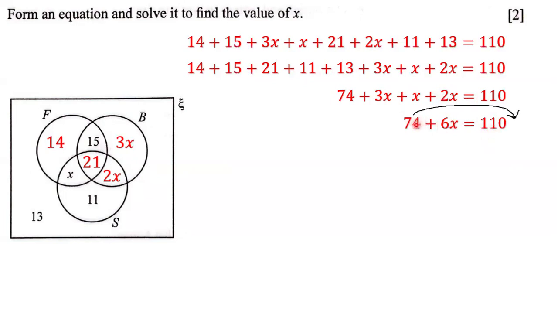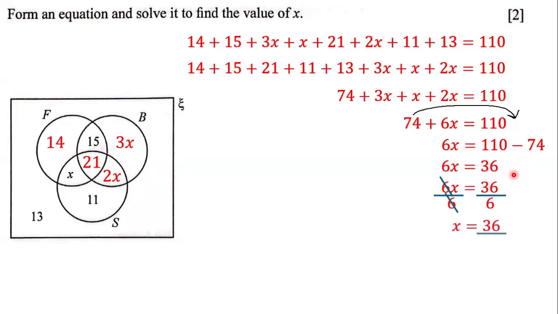Next, we take 74 and we send it over the equal sign. It was positive, but it becomes a negative when we send it over the equal sign. So we have 6X is equal to 110 minus 74. We subtract these two, and we get 36. And so we have 6X is equal to 36. We divide both sides of this equation by 6. This 6 cancels out with this 6, and we are left with X is equal to 36 divided by 6, and 36 divided by 6 is 6, so X is equal to 6. And so the value of X is definitely 6.